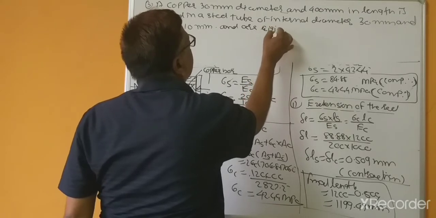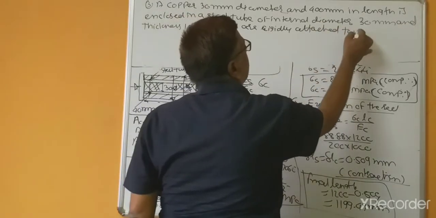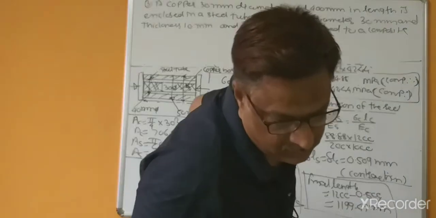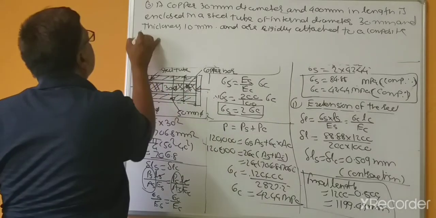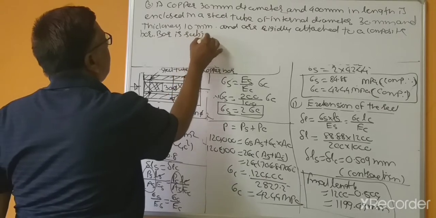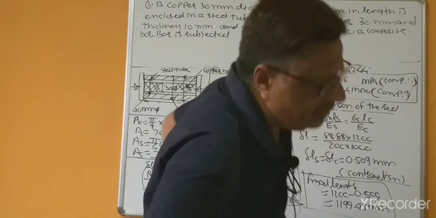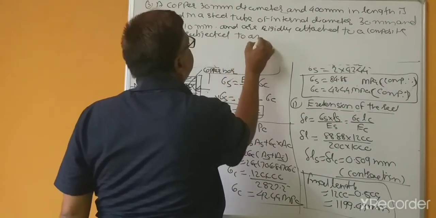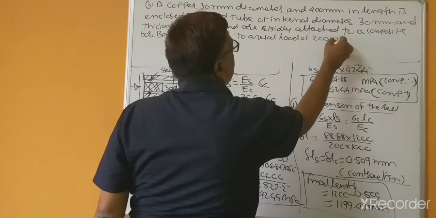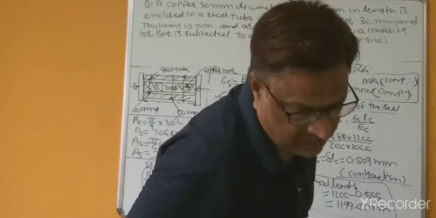and they are rigidly attached to act as a composite bar. The bar is subjected to an axial load of 200 kilonewton. This is tensile, and this is given.